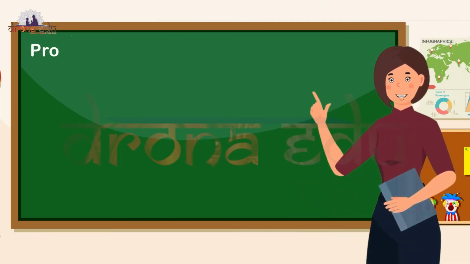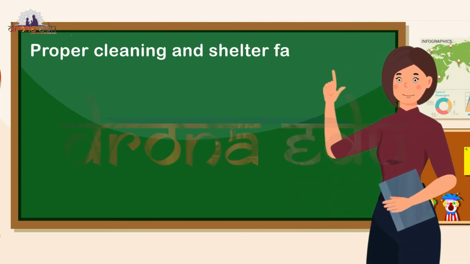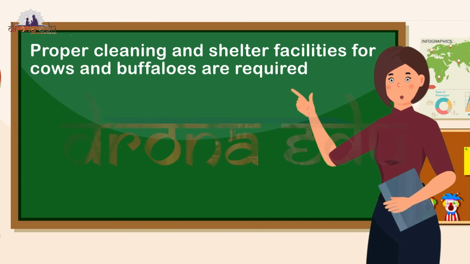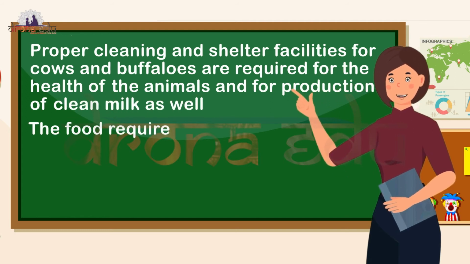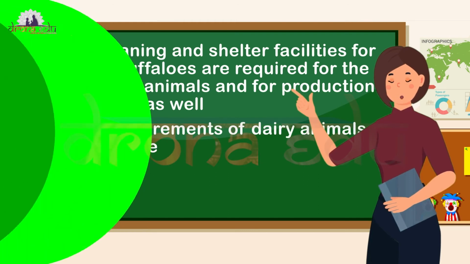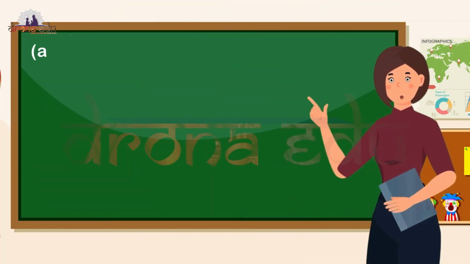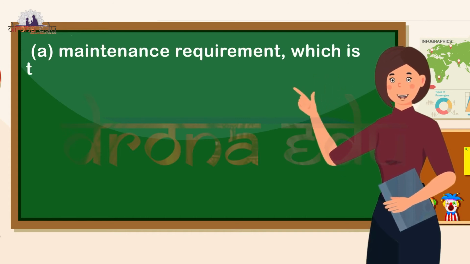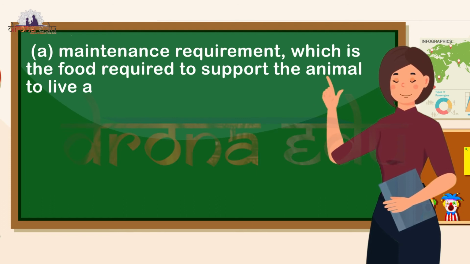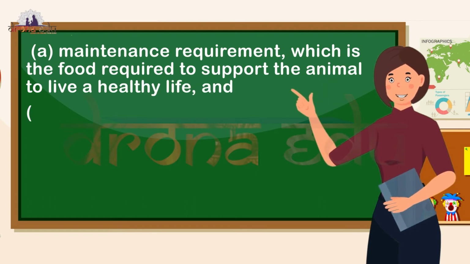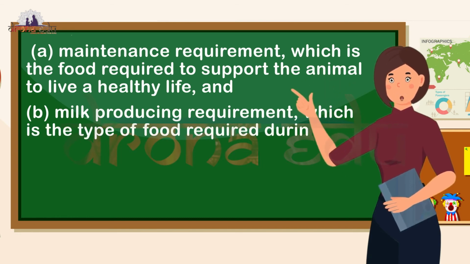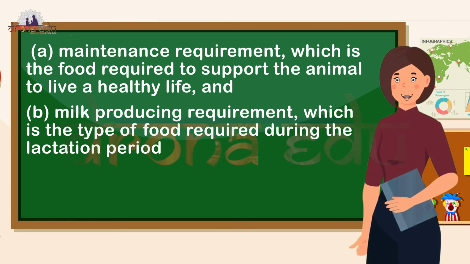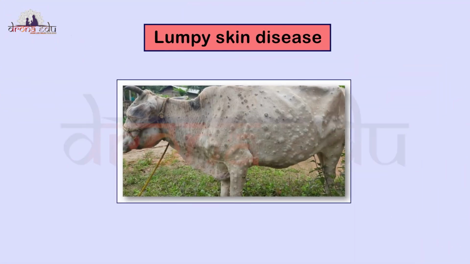Proper cleaning and shelter facilities for cows and buffaloes are required for the health of the animals and for production of clean milk as well. The food requirements of dairy animals are of two types: maintenance requirement, which is the food required to support the animal to live a healthy life, and milk producing requirement, which is the type of food required during the lactation period. Cattle suffer from a number of diseases.